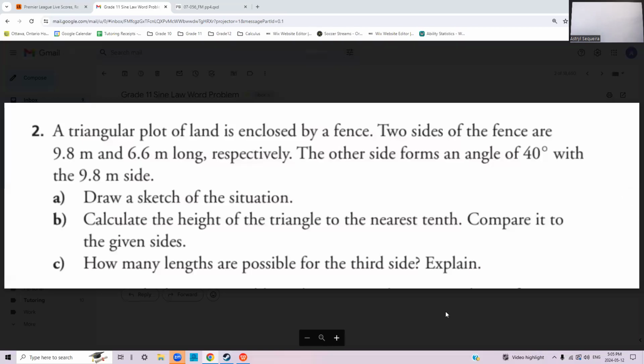All right, in this video, we are going to solve this sine law word problem over here. And this is an ambiguous case question. So I'll just go through the question really quick to begin with.